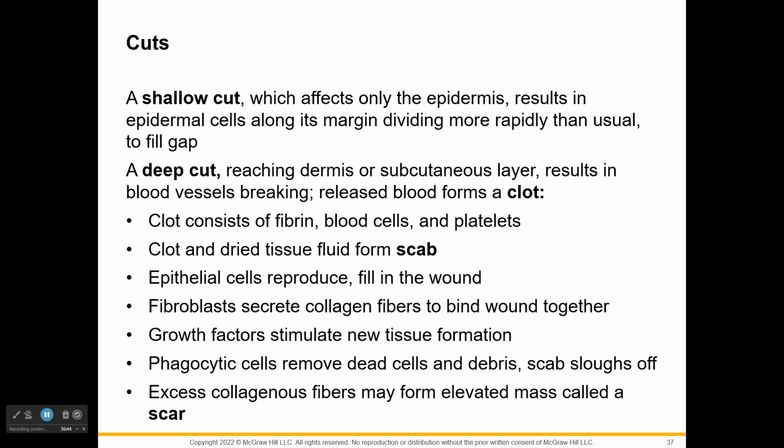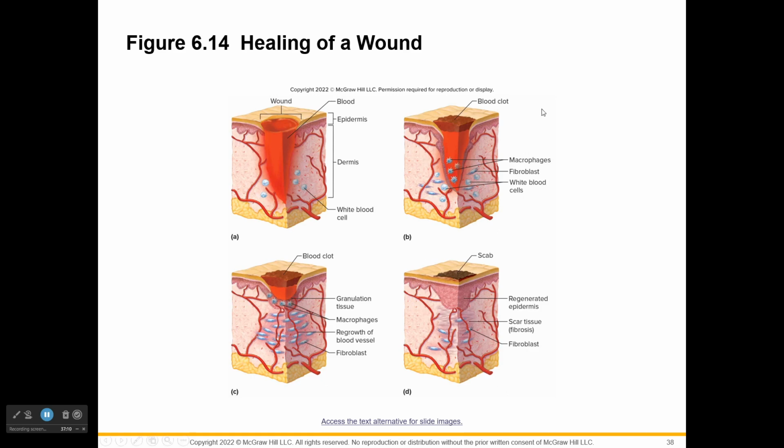And that release of the blood is eventually going to form a clot. Now, a clot is fibrin, blood cells, and platelets all stuck together. And when they dry, you have a scab. Now, the epithelial cells are still dividing under that scab, filling in the wound, making collagen fibers to bind the wound together and add extra protection. And sometimes you make too much collagen fibers, and that is called a scar. And so this is how a wound heals. So we have a wound, we clot it, the blood clot dries, forms a scab, and we might have some scarring.